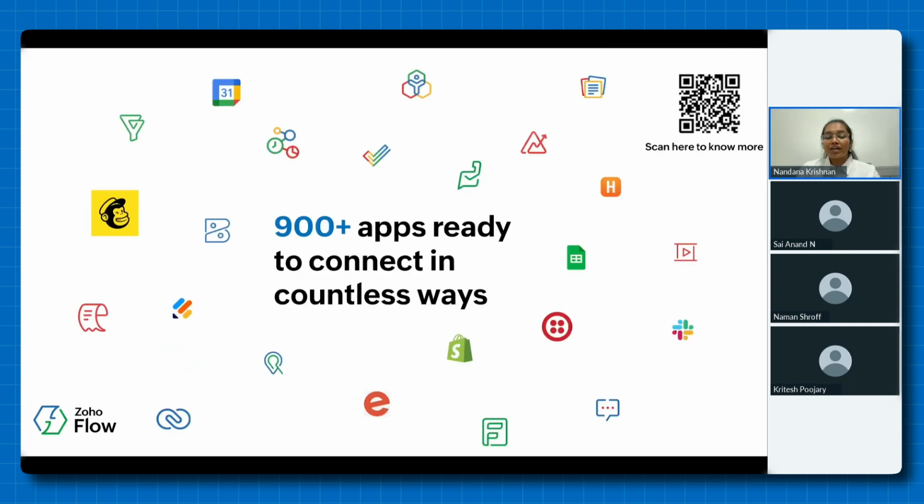With the power to connect with over 900 applications, you can create countless integrations across the tools that your business relies on, and this is on an everyday basis. Whether it is CRM, project management, email marketing, finance, or customer support, Zoho Flow integrates with the most popular apps in each category. On your screen, you can see a QR code. If you scan the QR code on the top right corner, you can learn more about our app library and see the full list of the available integrations.